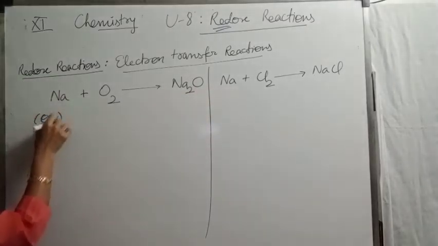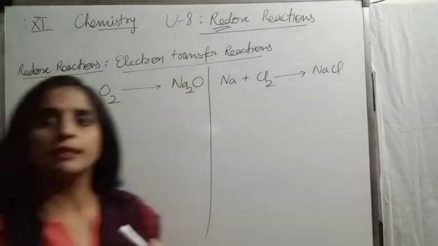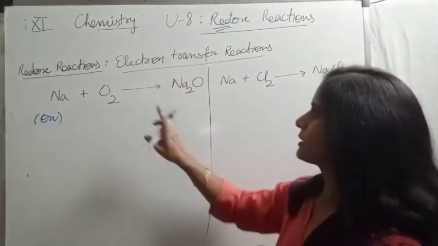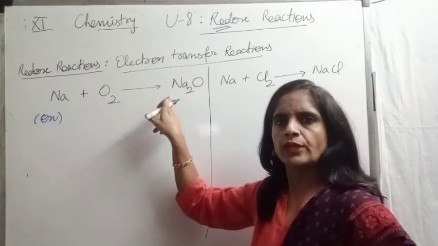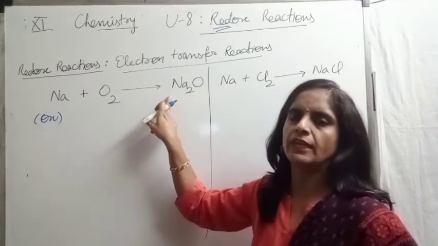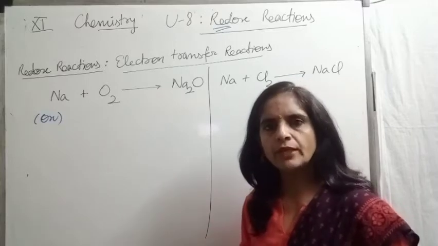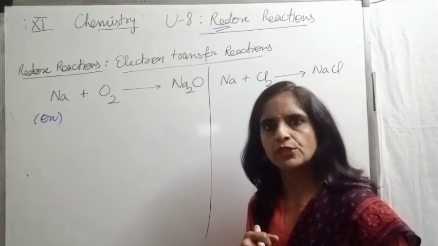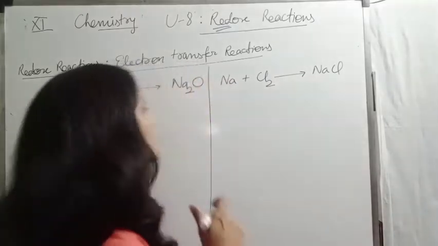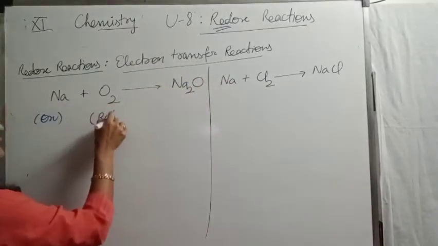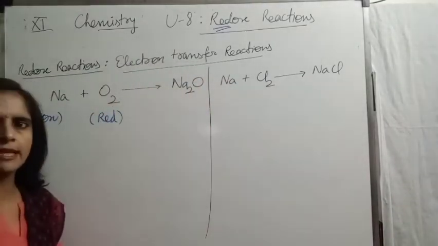As we discussed in the previous concept, oxygen is reduced because oxygen is taking sodium, and sodium is an example of an electropositive element. So addition of an electropositive element or addition of hydrogen is reduction. Already discussed this concept. So for oxygen this is reduction.